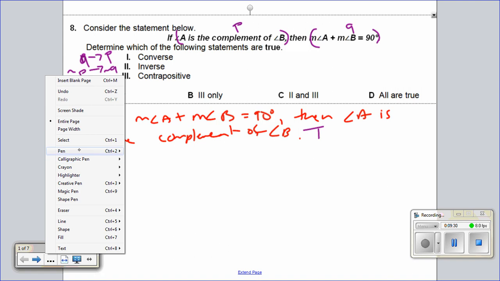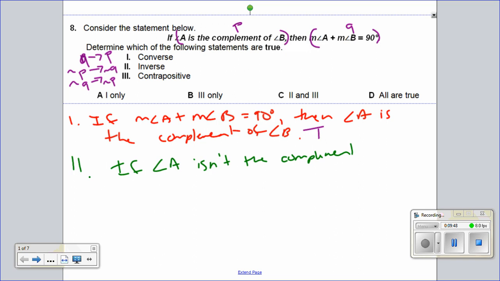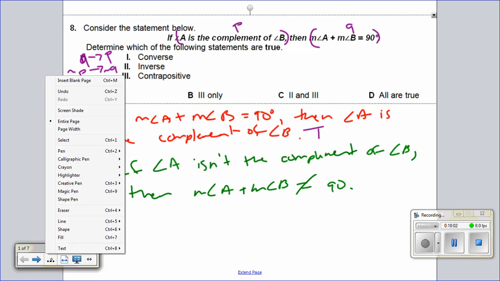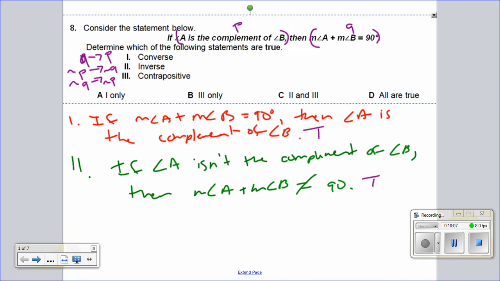All right, let's look at the second statement, the inverse, sorry. If angle A isn't the complement of angle B, then the measure of angle A plus the measure of angle B does not equal 90 degrees, which is still a true statement, because the definition of a complement means they add together to equal 90.